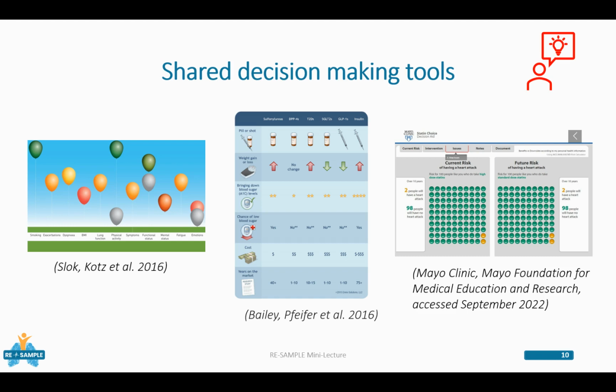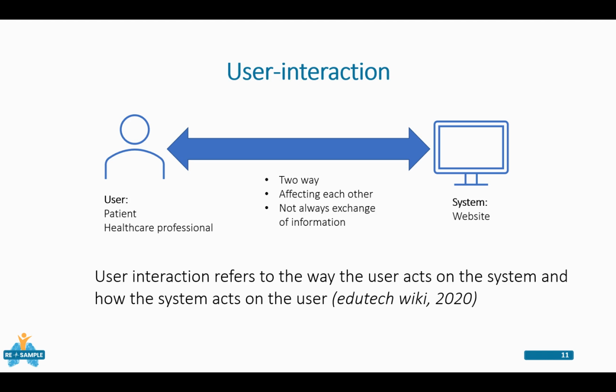Have you noticed that for some of the shared decision-making tools, user interaction takes place between the user and the system? First, let me tell you more about user interaction. User interaction refers to the way the user acts on the system and how the system acts on the user. It is a two-way approach where the user and the system affect each other and where there is not always exchange of information. In this case, the user could be a patient or healthcare professional, and the system could be an interactive shared decision-making website.